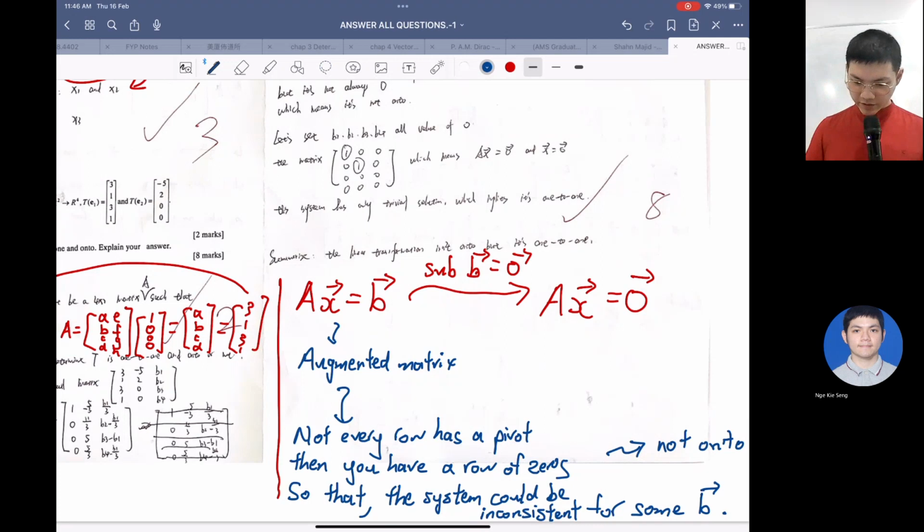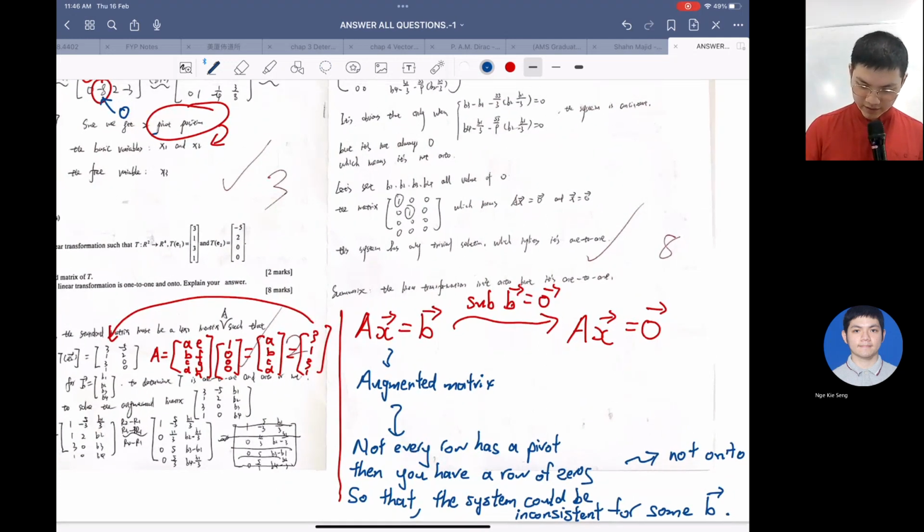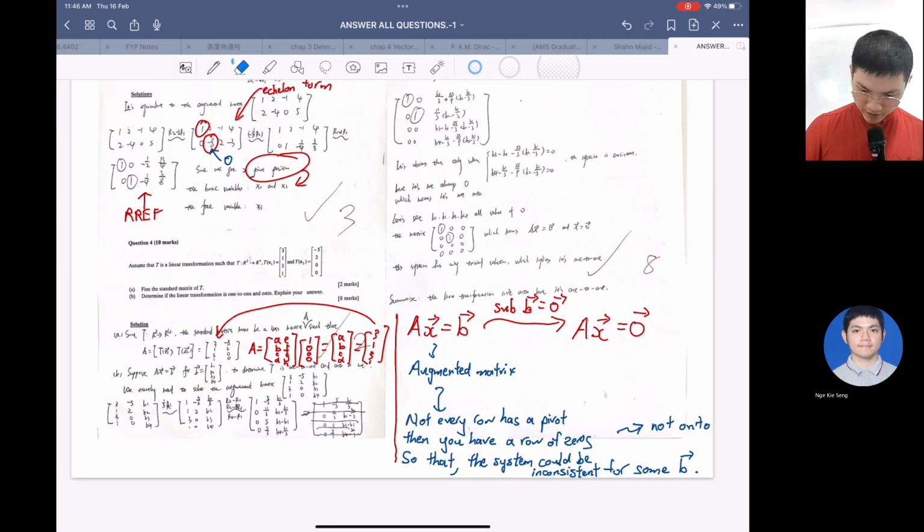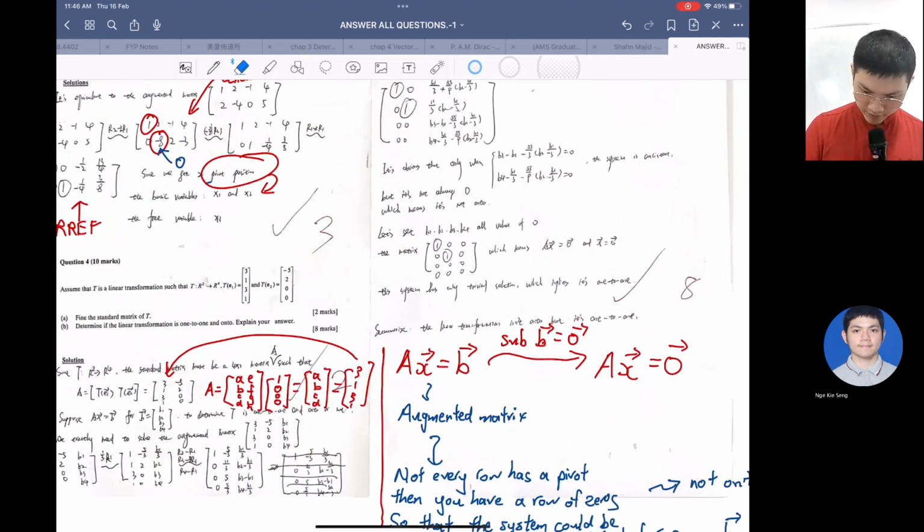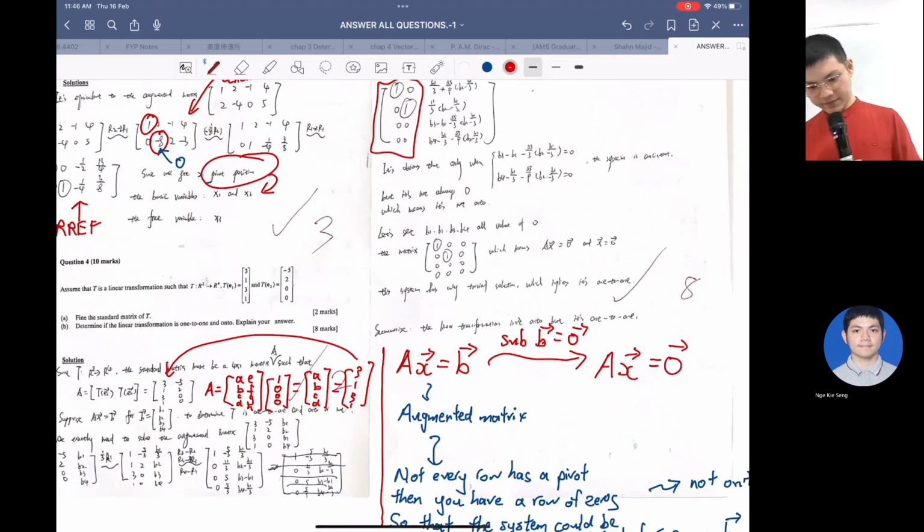So in this case, it's not onto because you can see from this reduced form here, not every row has a pivot. If you found every row has a pivot, that means it is onto. This is the theorem. If every row has a pivot, then you have A. So let me draw it down.